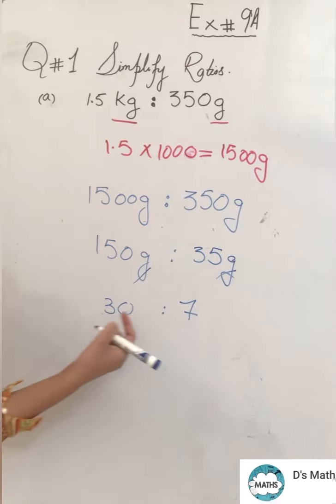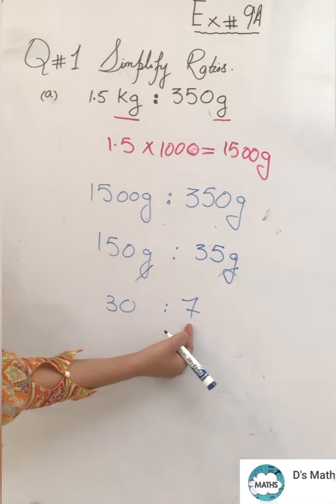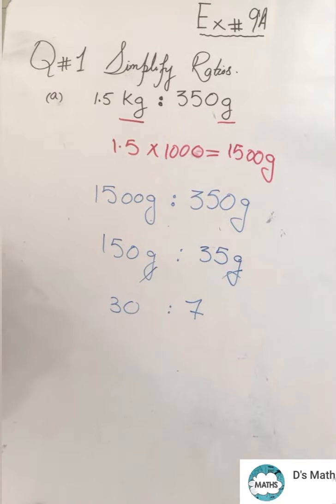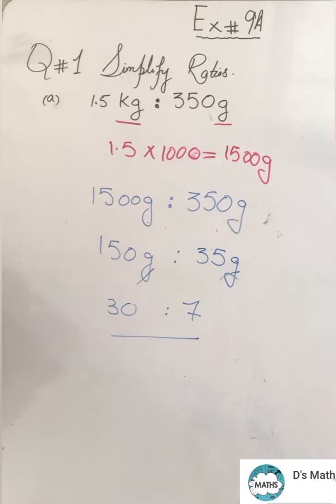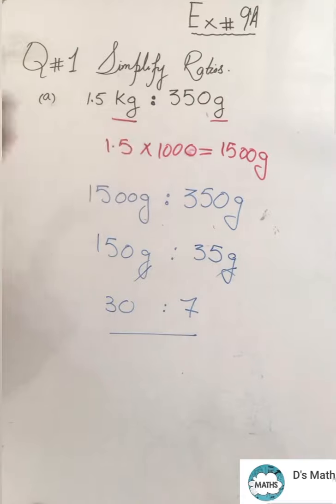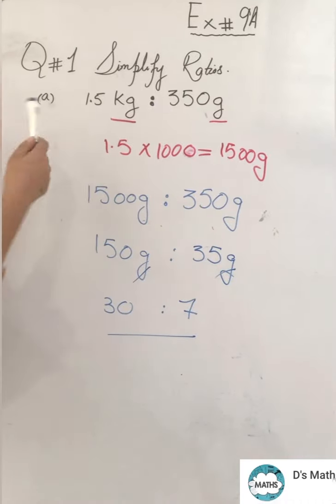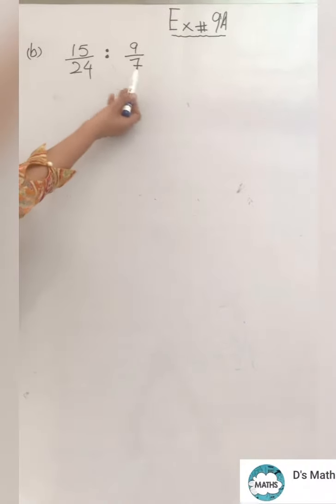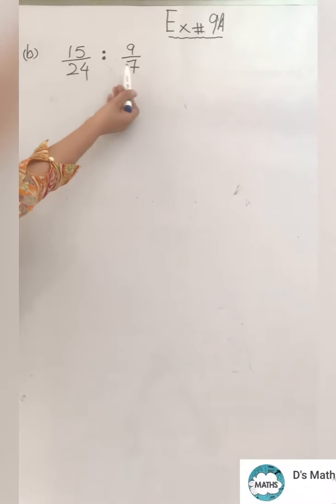So 30 and 7 cannot be further simplified because 7 is a prime number. So this is your answer. This is the simplified form of 1.5 kg ratio 350 grams. Now we will do B part. In B part we have to simplify two fractions.